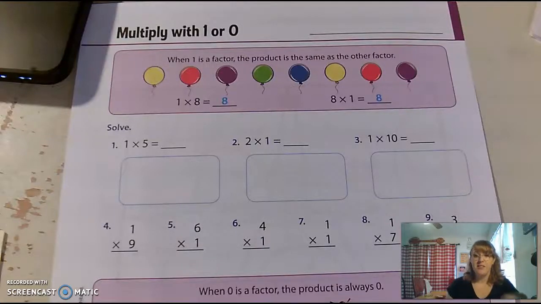Good morning, friends. Okay, this is lessons 116 and 117 on pages 235, 236, 237, and 238. Okay, this is going to be the easiest math lesson ever. Are you ready? The easiest math lesson ever.